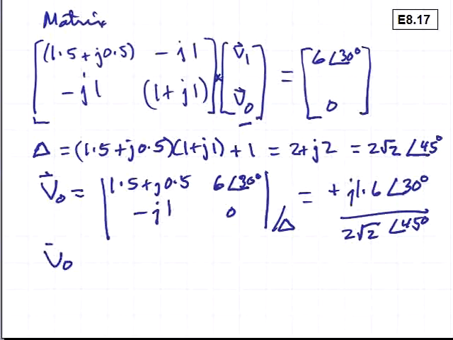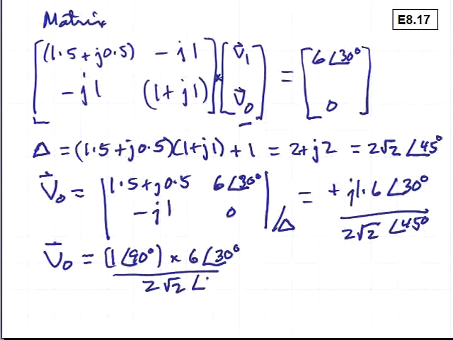So V sub O is equal to 1 at an angle of 90 degrees for that J factor times 6 at an angle of 30 degrees divided by 2 square root of 2 at an angle of 45 degrees. And this is equal to 2.12 at an angle of 75 degrees volts.